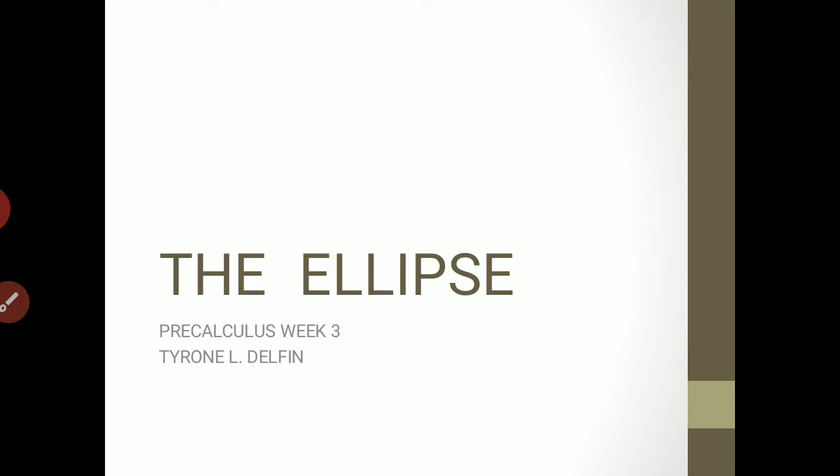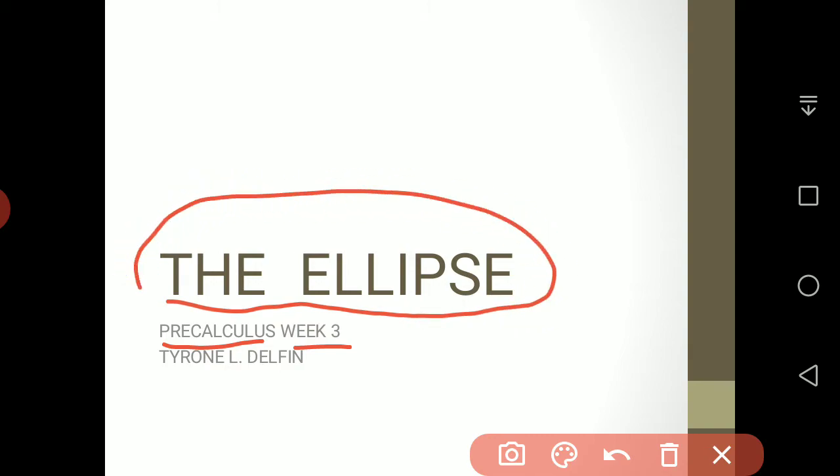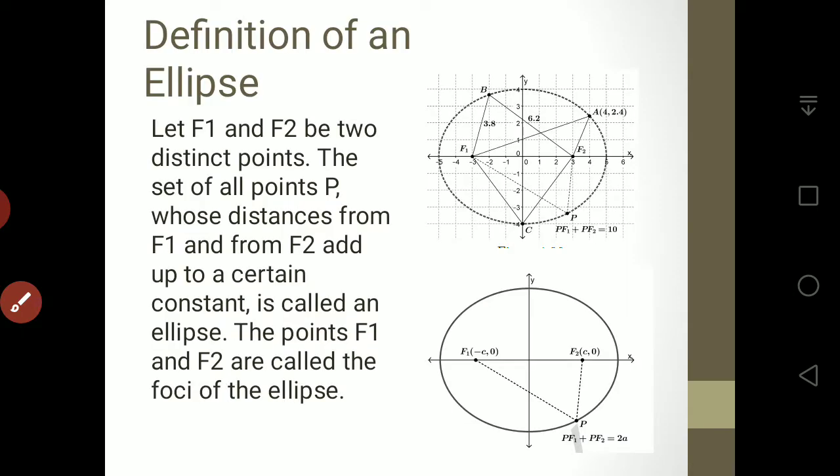We are now on week 3 of Precalculus, and we are now on our third conic, the ellipse, the first one being the circle and the second one the parabola. Third conic, the ellipse. So what's the definition of an ellipse?